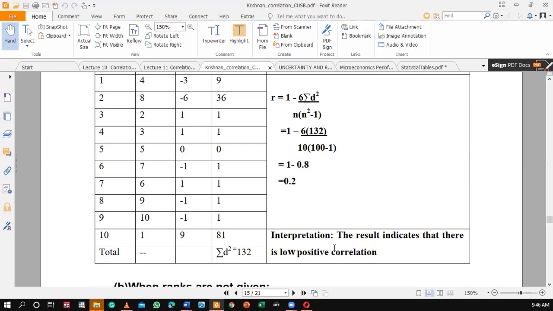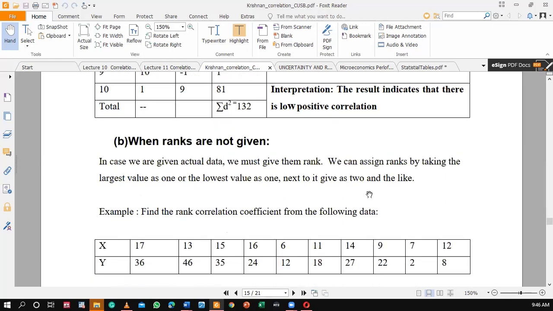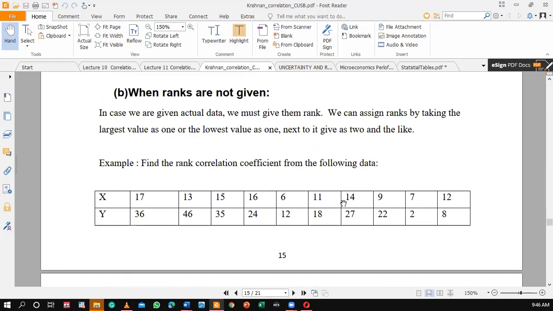So this is the case where the ranks are given in the question. If it happens like that, it's straightforward. You just find your D, find your sigma D squared, and that'll be all. But let's look at the case where the ranks are not given. So we are given the quantitative values of X and Y, and we will have to rank them.